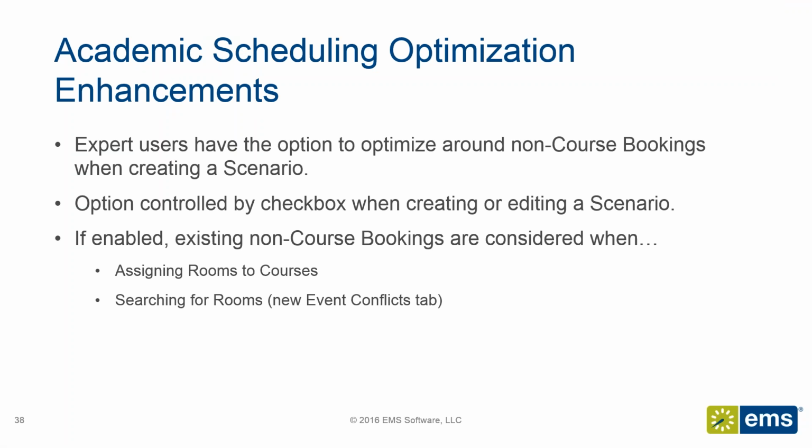For the academic scheduling optimization enhancements, expert users now have the option to optimize the non-course bookings when creating a scenario. So if you have a non-course booking, while you create a scenario, you can also optimize those. This option is controlled by a checkbox when you're creating or editing a scenario. So you'll see a new checkbox which allows you to handle this. If enabled, then the non-course booking will also be considered when you're running the optimization.